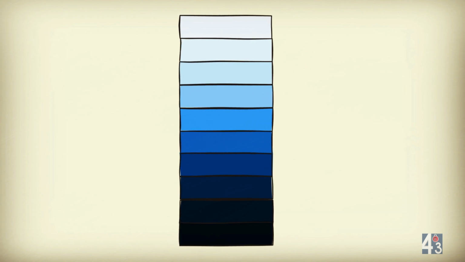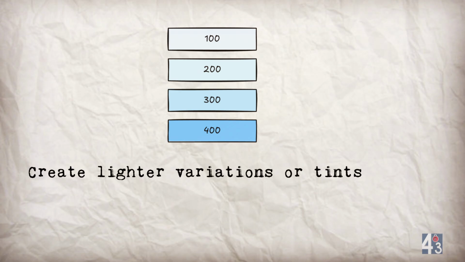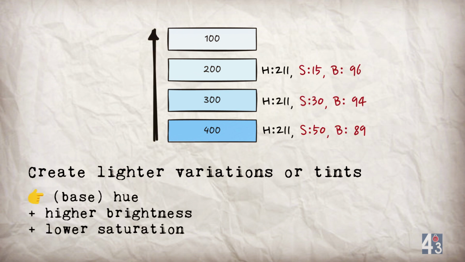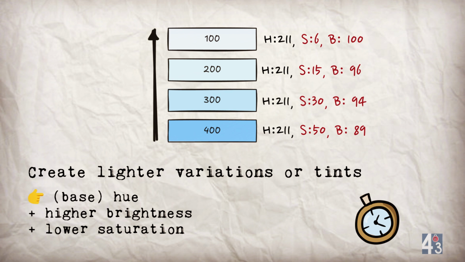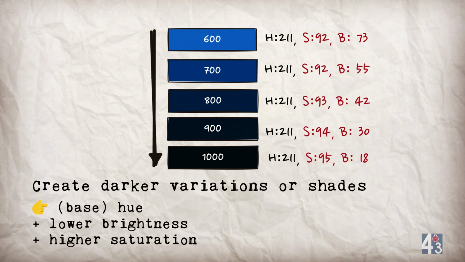Our intention is to create light and dark versions of a base color. So if there's anything you could take away with regards to the HSB jargon, it's this. Create lighter variations or tints of the base color by increasing brightness and decreasing saturation. And create darker variations or shades by lowering brightness and increasing saturation.